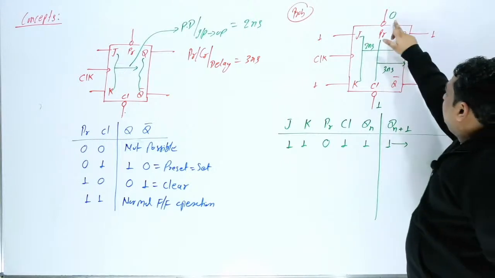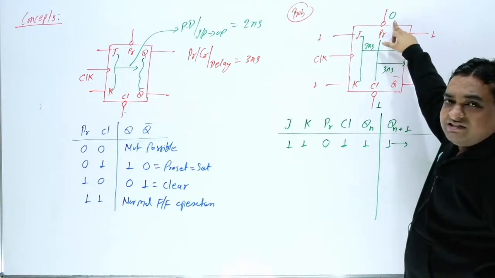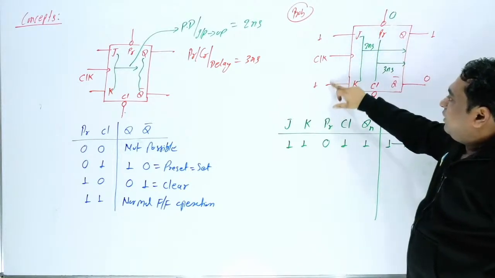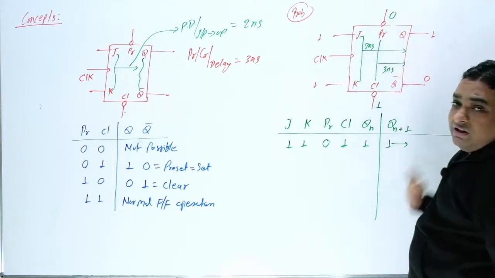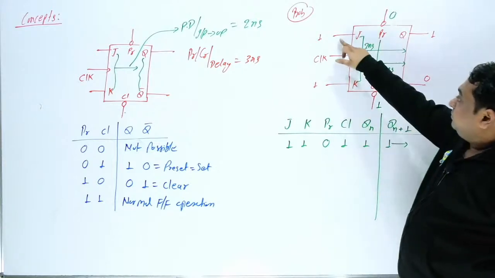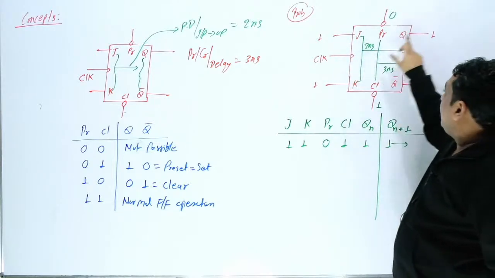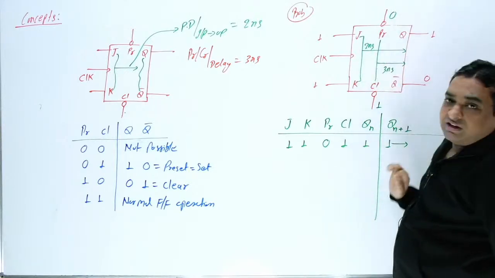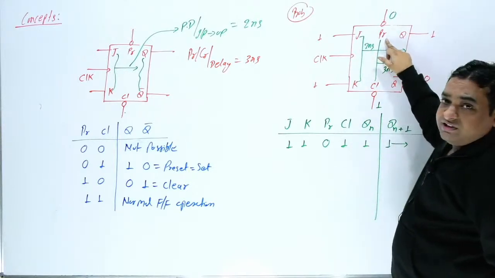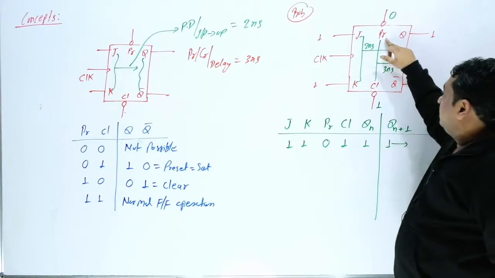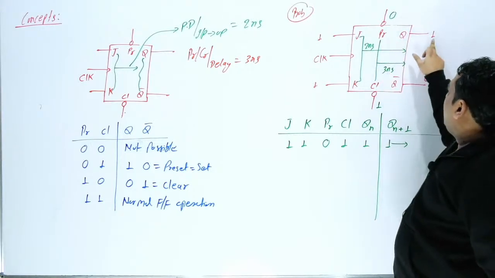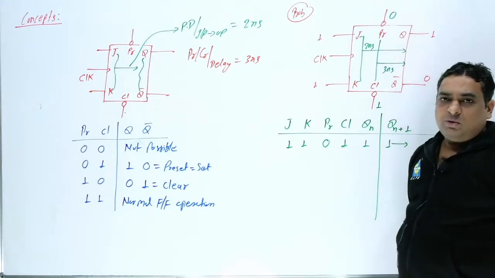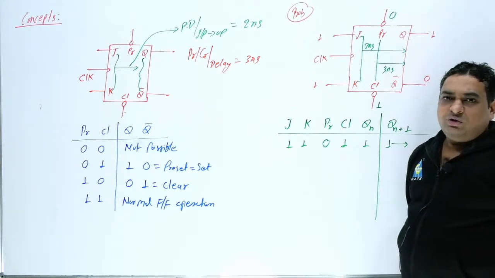Here you can say preset is operating, and according to 1 1 the output will toggle. If the toggle processes, the output will toggle from 1 to 0 after 2 nanosecond. And if preset processes, after 3 nanosecond the output will again be 1. So the output is not going to be modified.